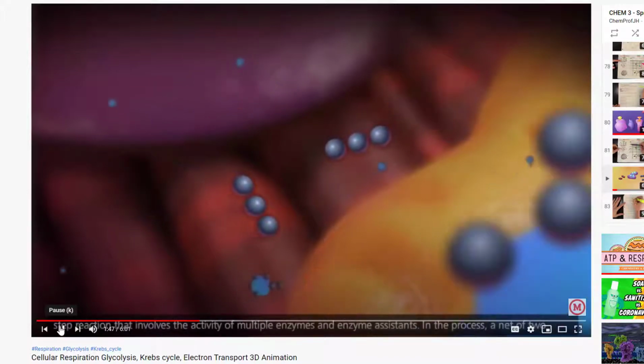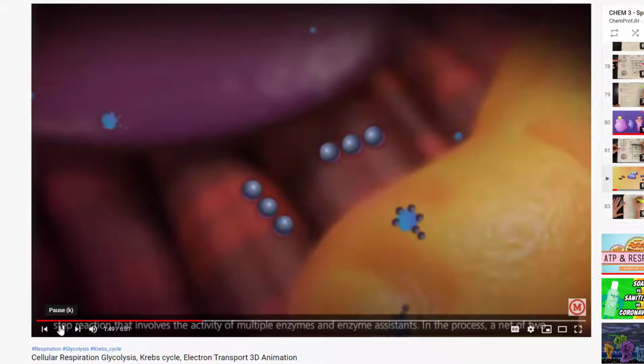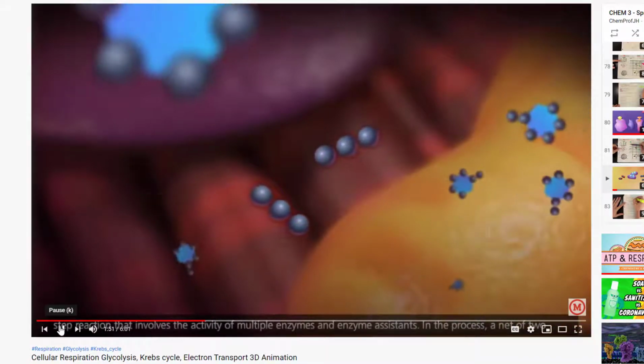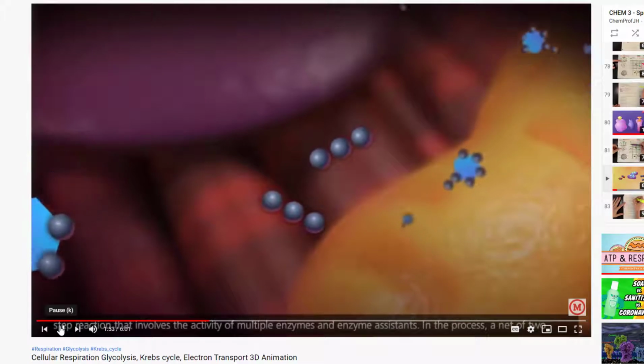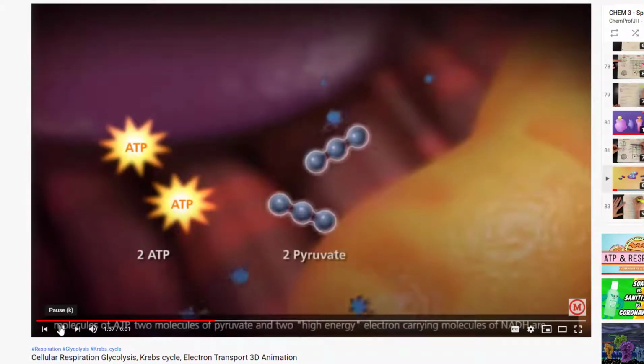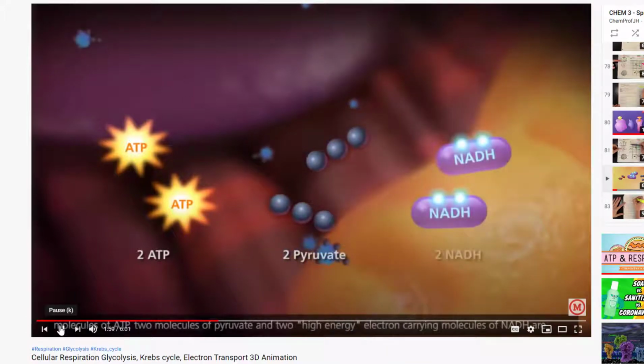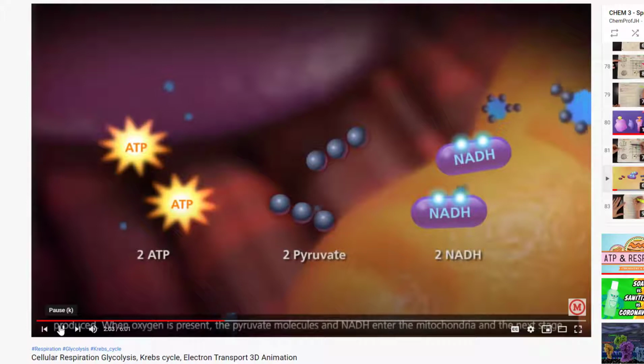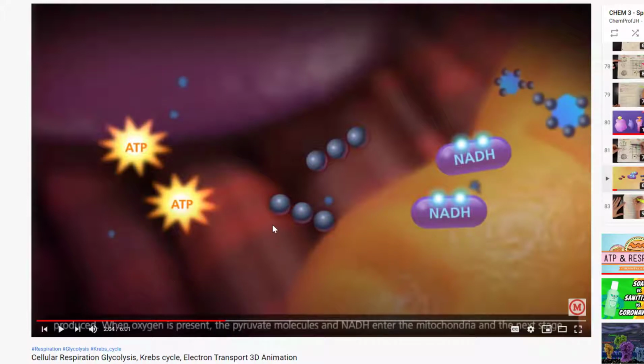Glycolysis is a 10-step reaction that involves the activity of multiple enzymes and enzyme assistance. In the process, a net of 2 molecules of ATP, 2 molecules of pyruvate, and 2 high-energy electron-carrying molecules of NADH are produced. So a couple things. Remember, it was glycolysis, so we had 6 carbons, and now we're down to 2 3-carbon chunks, so that's lysing or cutting one of these glucose molecules here.